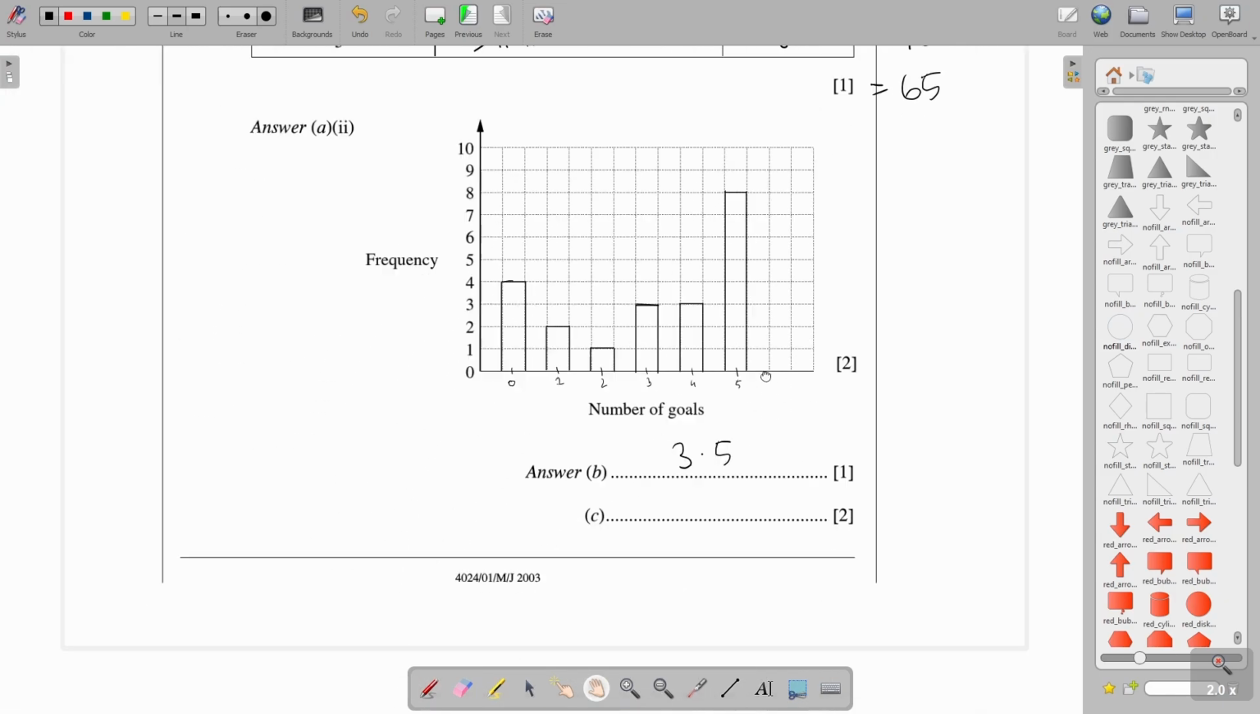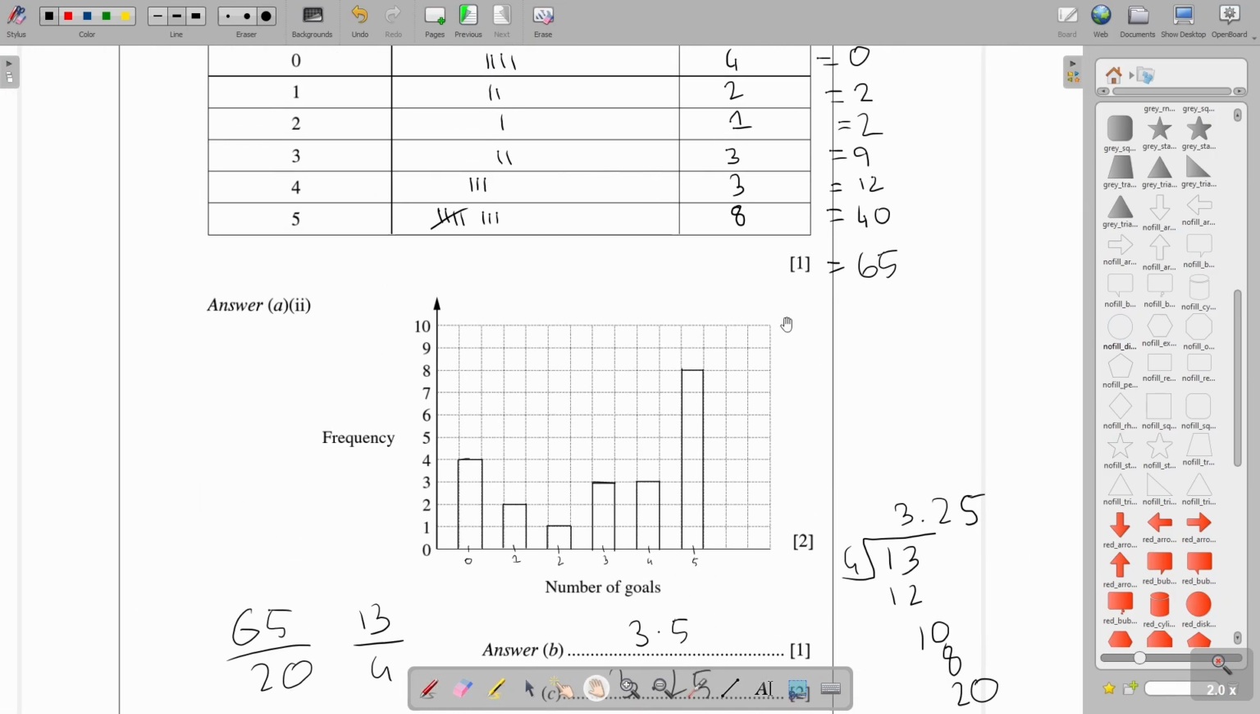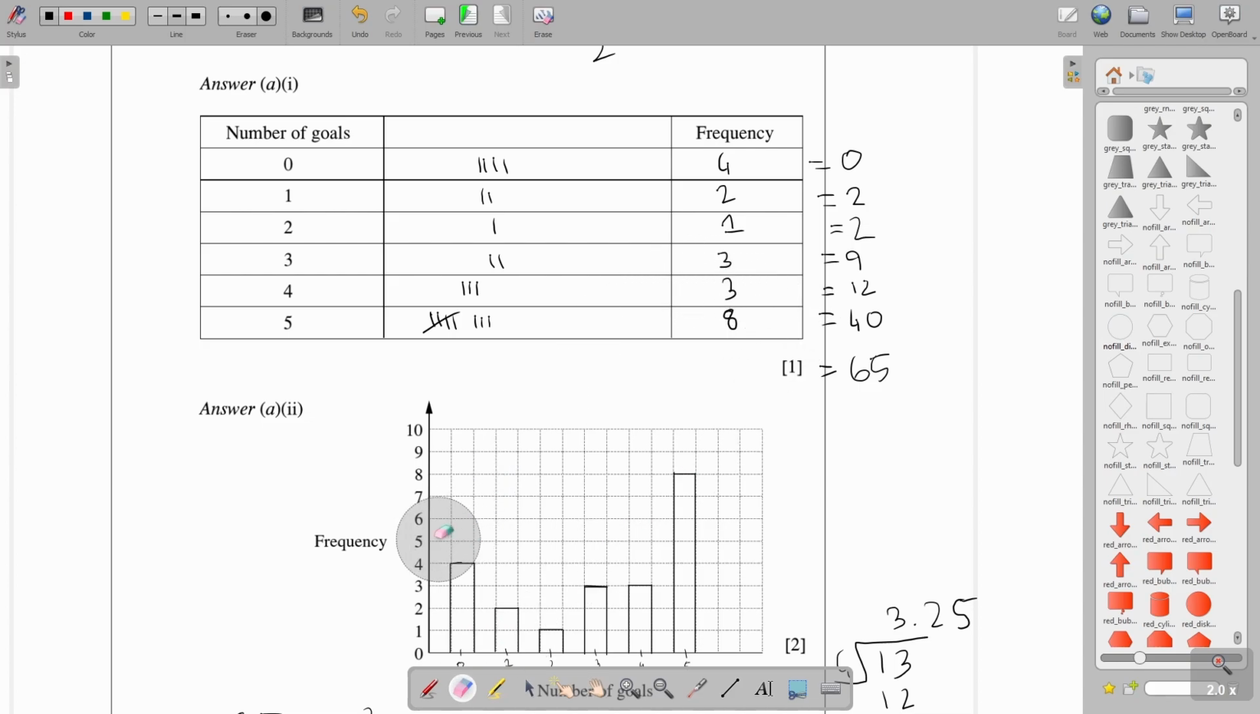So 65. I realized I made a mistake here, and that kind of threw off this entire question. I had the tally here for 3 was 2, but I wrote 3 over here. So this is 2. This will throw off the entire thing. So let me just really quickly correct this. 2 times 3 is 6. This would be 12, and then this would again be 40, right? So this is going to throw off the entire thing, which means this is also incorrect.